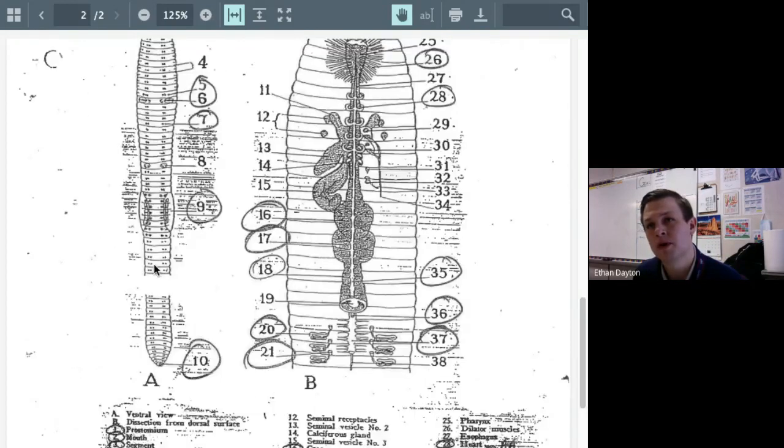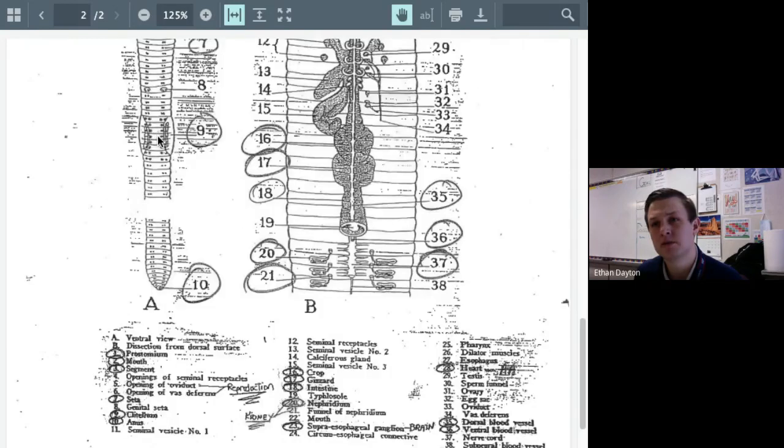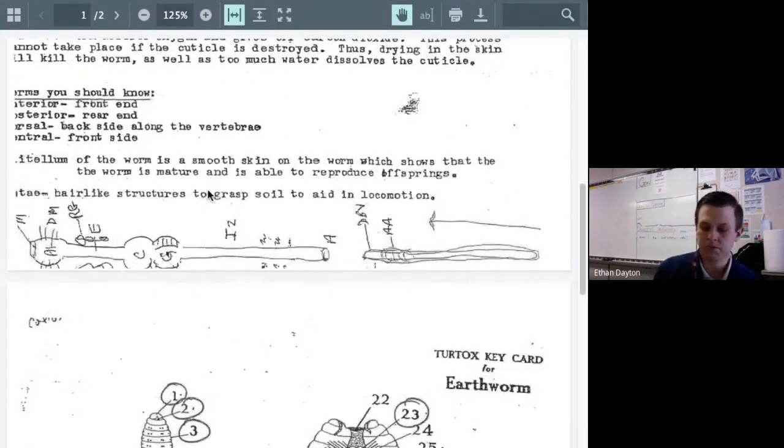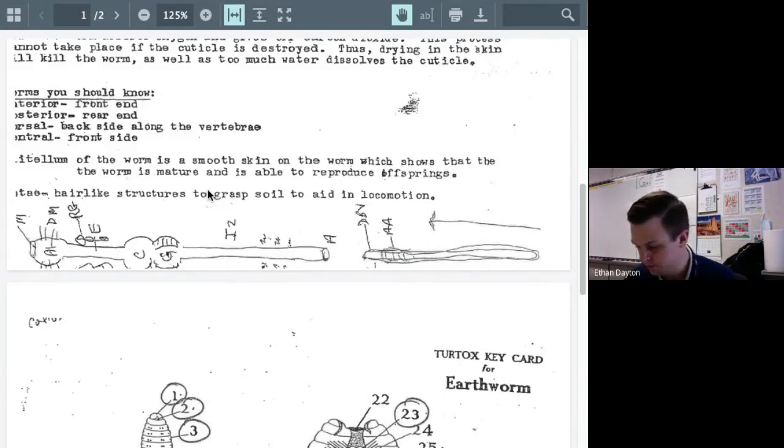Prostomium, prostomium. Okay, and as I said, number 2 is the mouth. What's the function of the mouth? What does the mouth do, Riley? Eats. Yeah, eats, ingests food, takes in that organic matter like dead, rotting leaves, things on the floor of the forest or in the ground. Yeah, so it takes in the food.